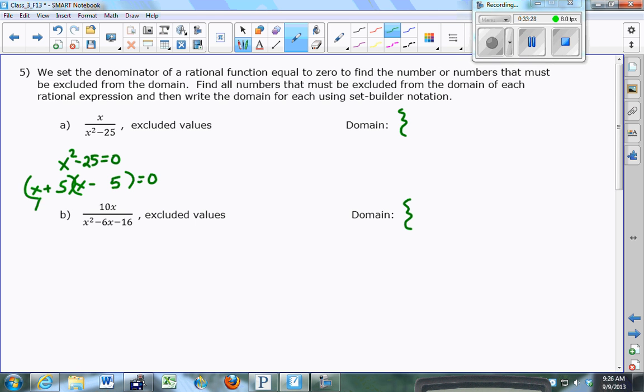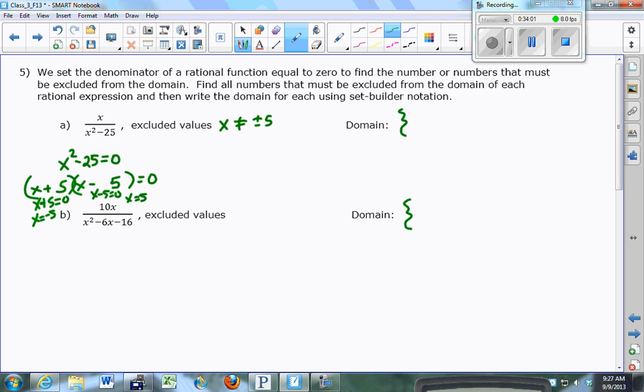And then you set each factor equal to 0, and you have a baby linear equation to solve. That's going to be 0 when x equals negative 5. And this one will be 0 when x equals positive 5. So those are the excluded values. x cannot be plus or minus 5. Because if I put a 5 in here, I'll get 25 minus 25, and I'll gunk up the answer. If I put a negative 5 in for x and square it, I'll still get 0 in the denominator.